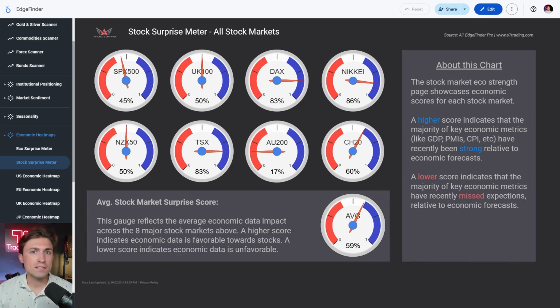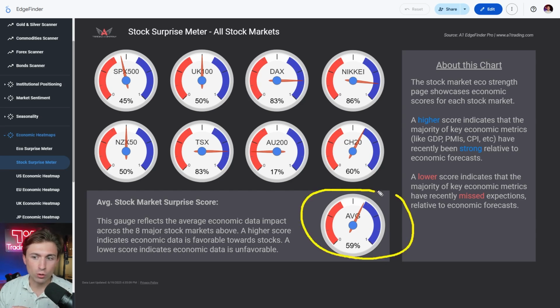So this tool has been available to users for the last few weeks, and we had such a positive response to it that we went and took it a step further. Now what we've done is improved things on the average overall for each thing, but we've also added a brand new page for our stock and options and indices traders out there. I'm going to show you here now the stock surprise meter.